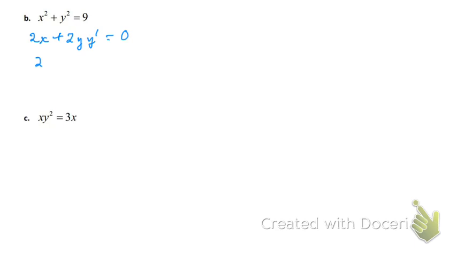Where did the 9 go? The derivative of a constant is 0 because it's a horizontal line. If I had y equals 9, the slope of that thing would be 0. That's what we're finding, a slope. So I've got 2y y prime equals what? Negative 2x. So I divide both sides by 2y, and I'm getting negative x over y.